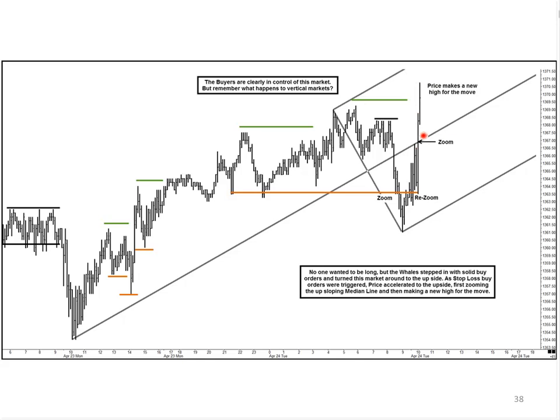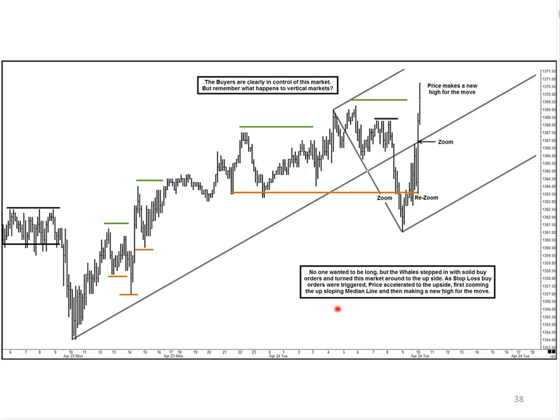Vertical markets are not sustainable, period. Doesn't mean the uptrend's over. Doesn't mean a downtrend hasn't stopped when it turns, but they do have to retrace. No one wanted to be long, but the whales stepped in with solid buy orders and turned this market around to the upside. If I've repeated myself, let me just tell you, repetition is the best form of learning, so that's okay. As stop loss buy orders were triggered, price accelerated to the upside. You can see it right in here.